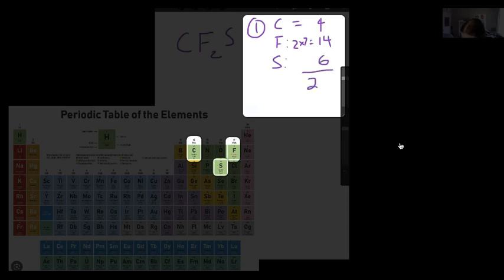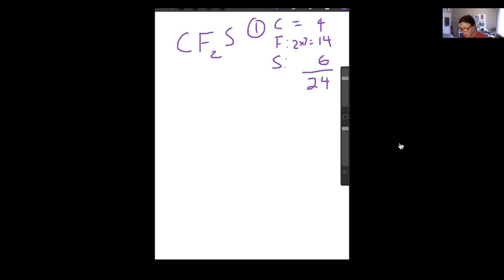So we have a total of 24 electrons. 24 electrons who are going to participate in the molecular orbitals and the orbitals of this compound. Remember, they don't care where they came from anymore. We don't care. We are all in this together.